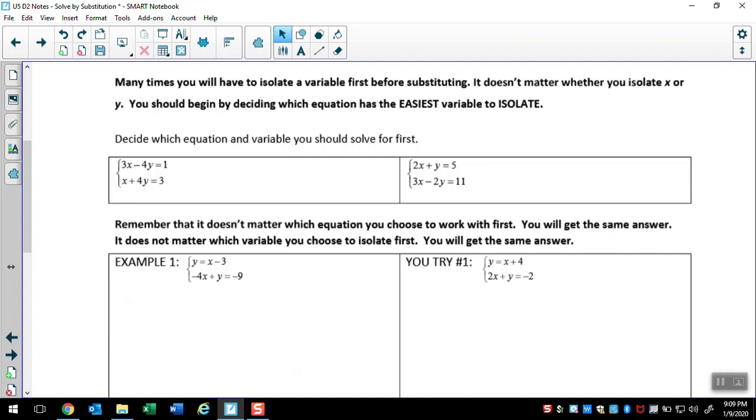So if I want to solve for x, that means I need to take that 4y and move it over to this side, to the 3. And to do that, I'm just going to subtract 4y over. So now I get x equals -4y plus 3.